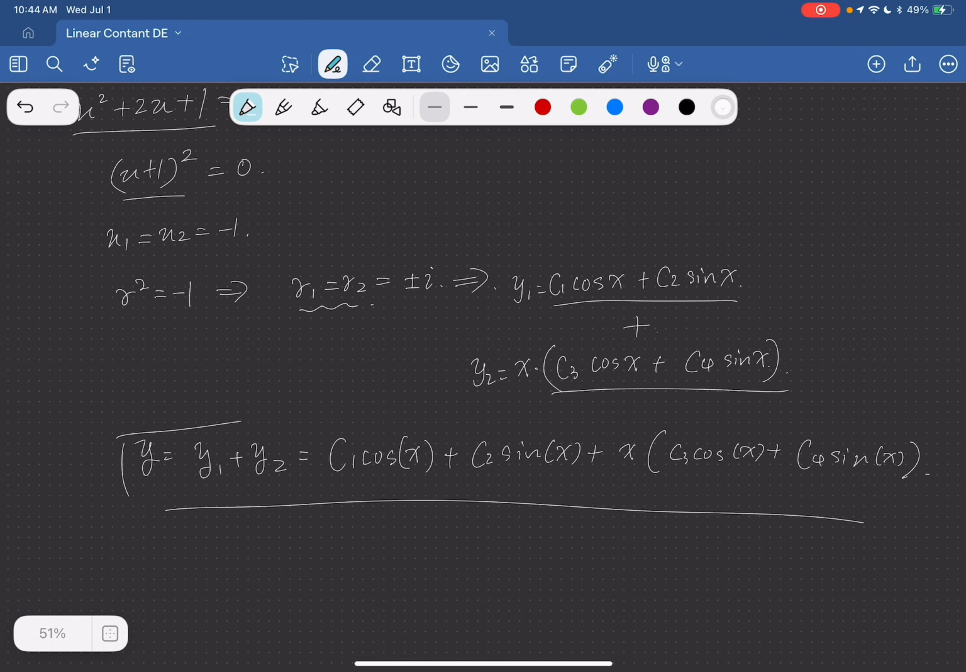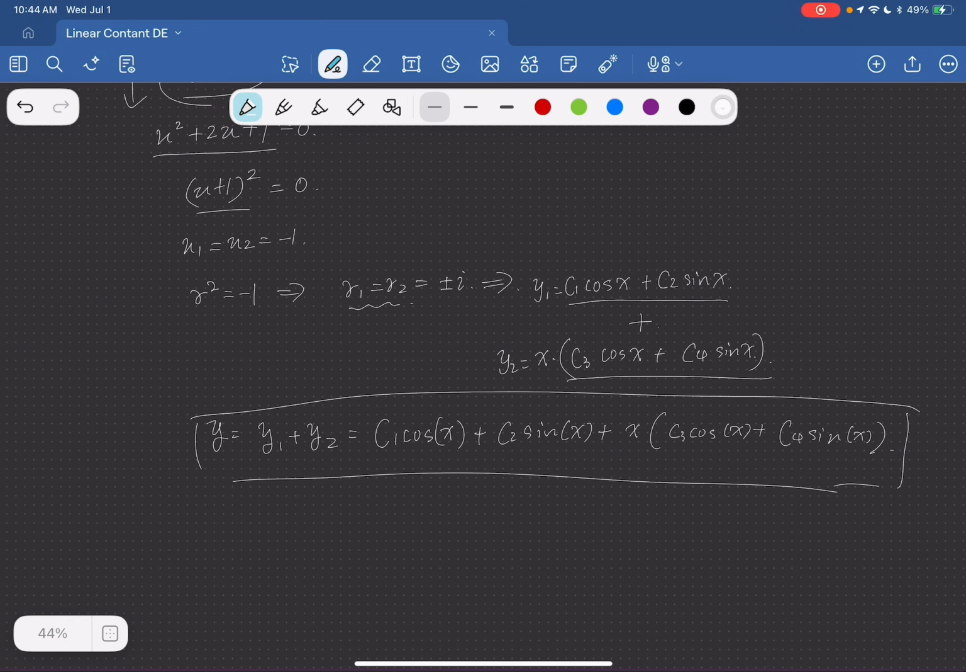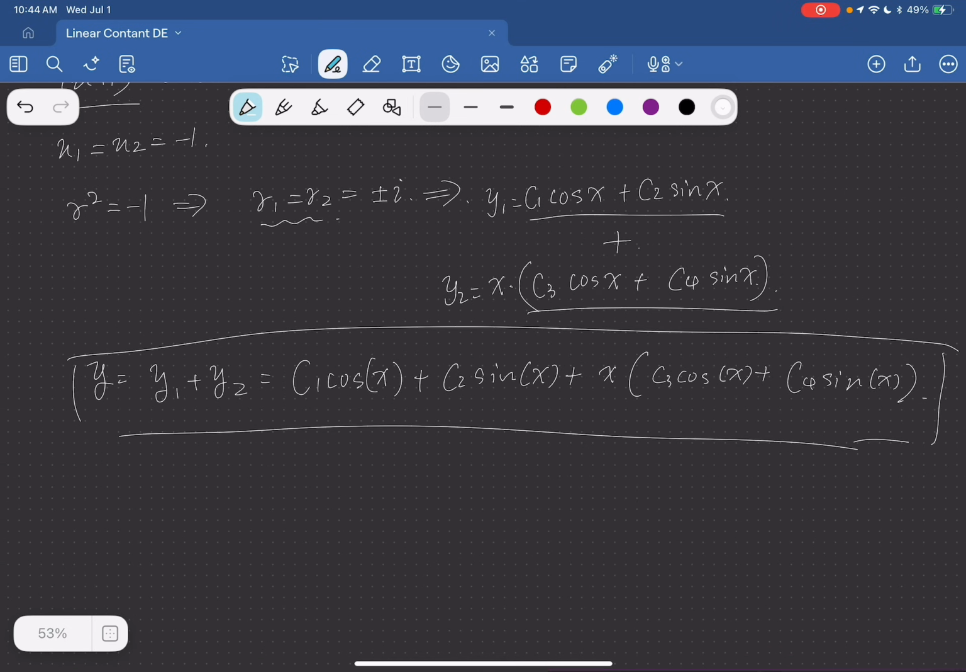Alright, that's our eventual solution to this differential equation with the characteristic equation that has two same complex roots.